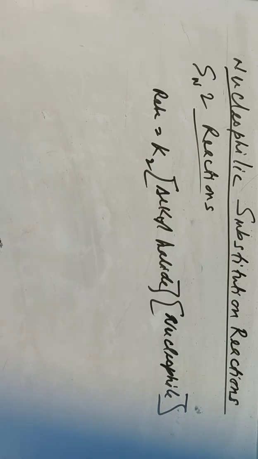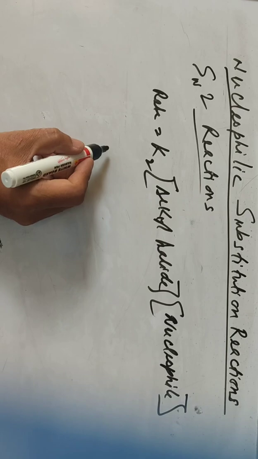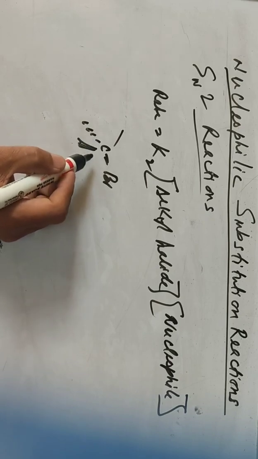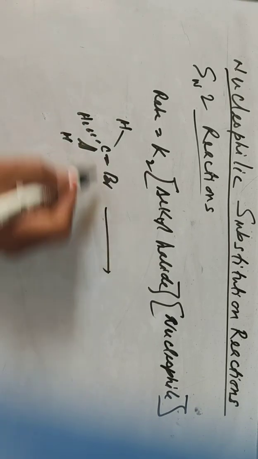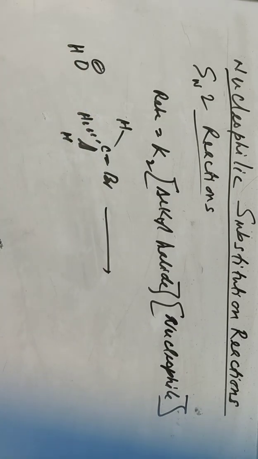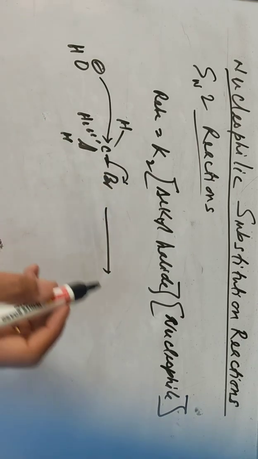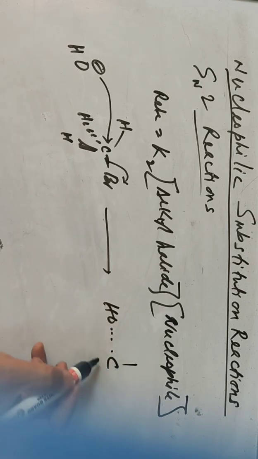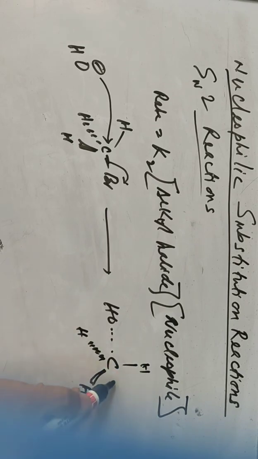I will repeat some examples that I have already given. Let's say we have methyl groups, all hydrogen. Then the reaction with a strong nucleophile: it attacks from the back side, and the leaving group leaves simultaneously. Then we have this carbon, with hydrogens here and here, and then we have this bromide.